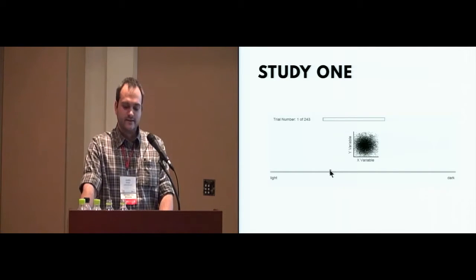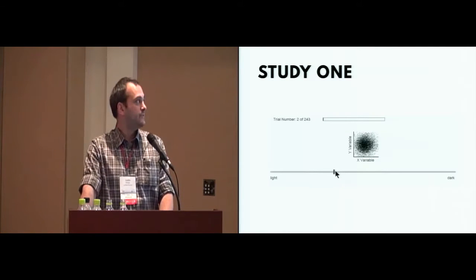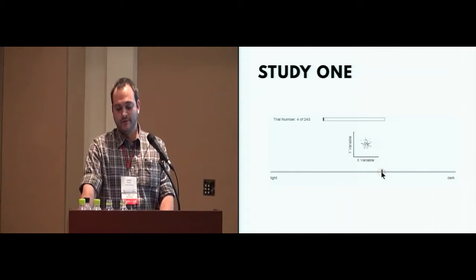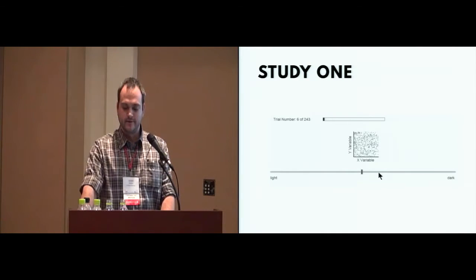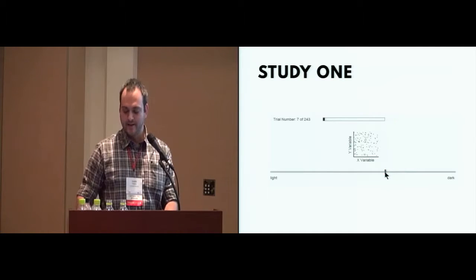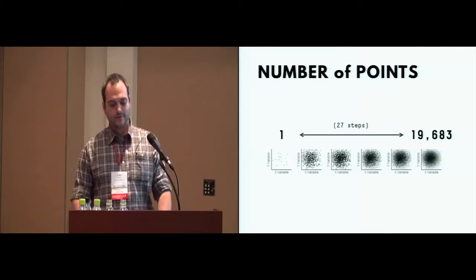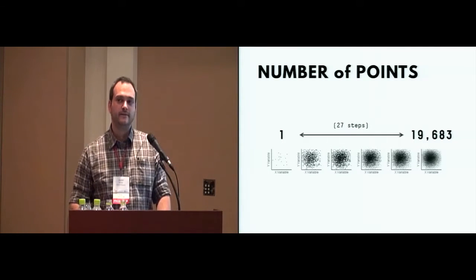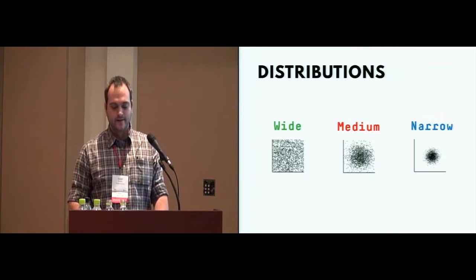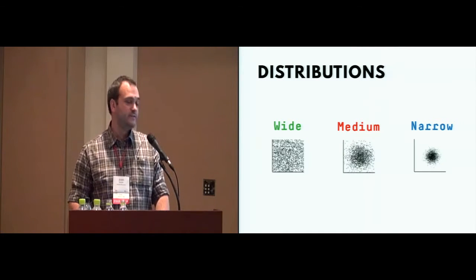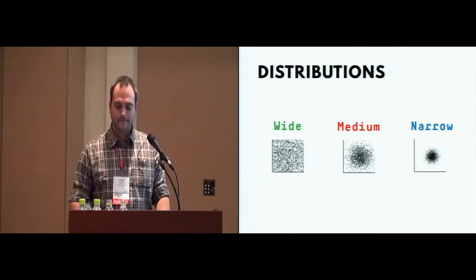So our first step was to see what people do when they're trying to make the chart the most appropriate. So we ran this study where we asked participants to adjust the opacity slider until the chart looked the best or presented the best representation of the data. We controlled for two factors in our procedurally generated scatterplots. The first was the number of points between 1 and around 20,000. And the second was the distribution of the data within the chart.